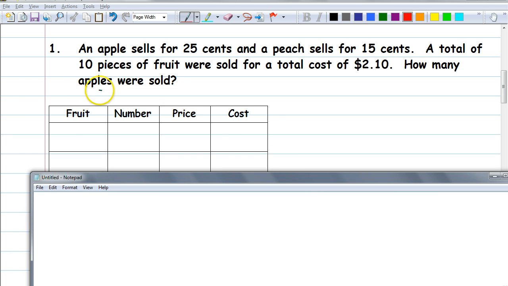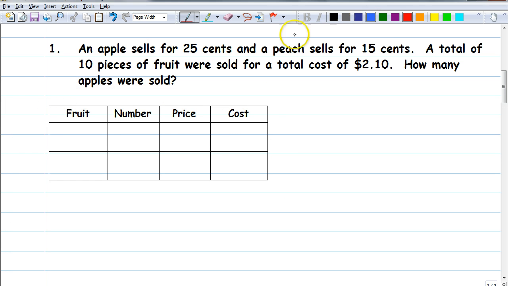For step 2, we're going to declare our variables. So let's declare our variable. Step 2. Which one should we declare our variable for? You have a choice. You could either do it for the number of apples sold or the number of peaches sold. Which one? You think peach? Look at what it says at the end. How many apples were sold? Did they ask for how many peaches were sold? No. So which letter do you think is appropriate for this one? A. Let A equal the number of apples sold.